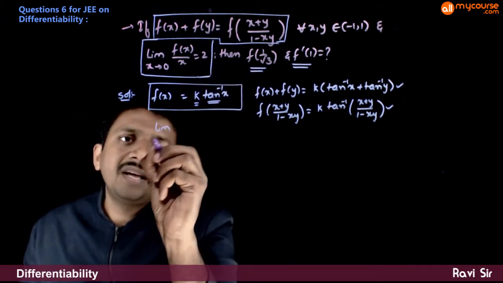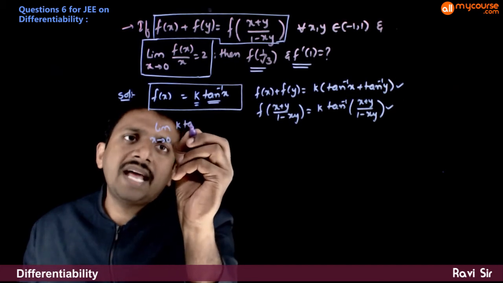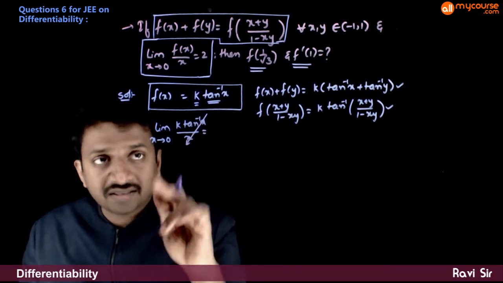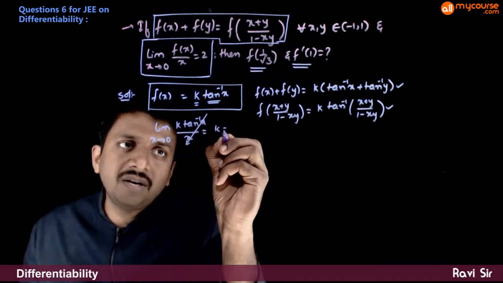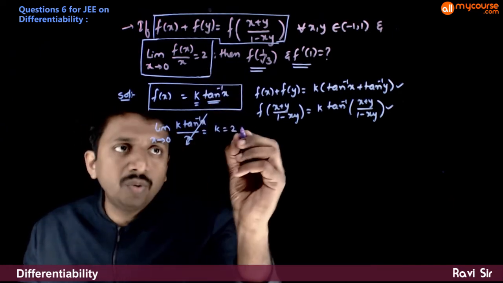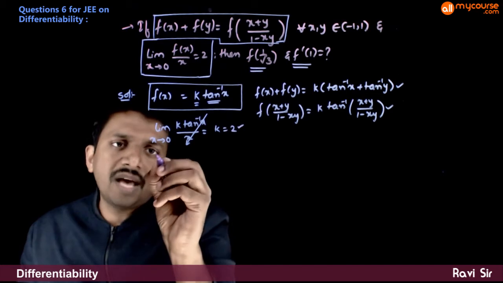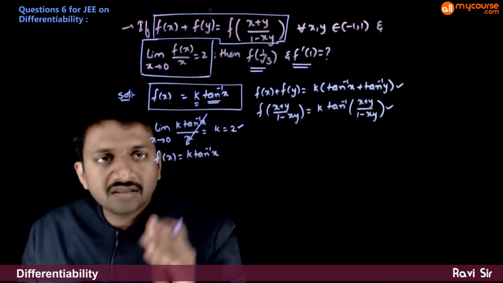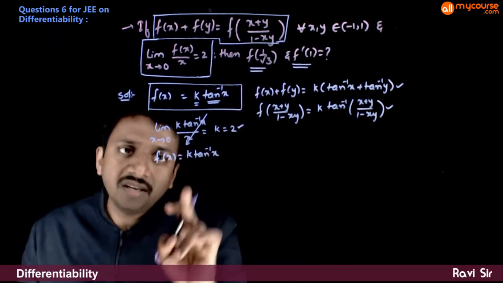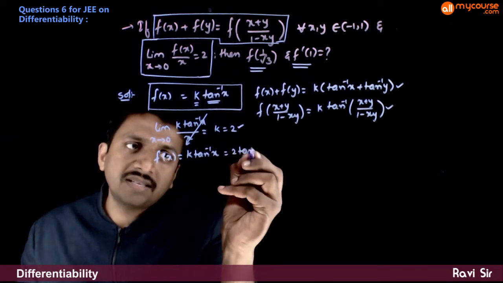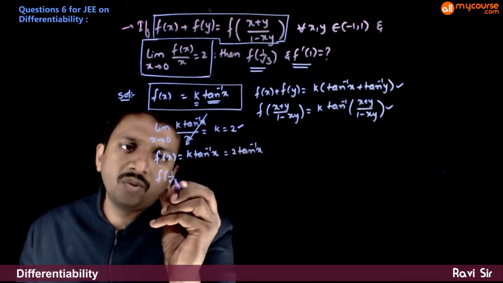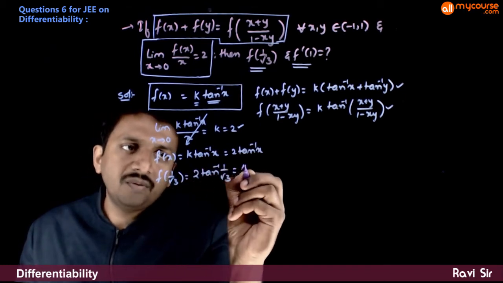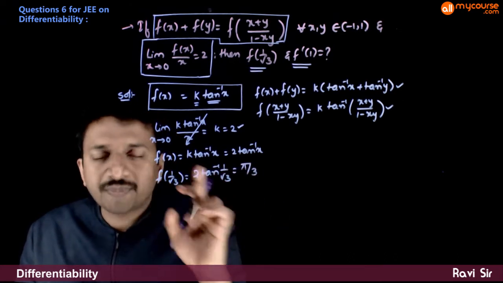So the limit as x tends to 0 of k tan inverse x by x is obviously k times the limit of tan inverse x by x, which is 1. So this limit is equal to k, and it is given as equal to 2, hence k equals 2. So f(x) is equal to 2 tan inverse x. Once you have this, what is f(1/√3)? It is 2 tan inverse of 1/√3, which is equal to 2 times pi by 6, that is pi by 3.